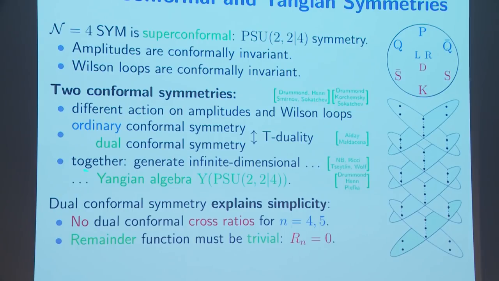And then, as I said, this also explains why some of these scattering amplitudes are so simple, and that's basically because you have no conformal cross ratios for 4 and 5 external particles. And that's not ordinary conformal cross ratios, but dual conformal cross ratios. They act like the ordinary conformal cross ratios, but they have a different form. And no such dual cross ratios exist for 4 and 5 external particles, because in some sense these are null directions, and so you need more than 5 to come up with something which is non-trivial. And that just means if you have no conformal cross ratios, this remainder function can depend on nothing and must be a constant. And so that explains the triviality, whereas starting from 6 particles, you do have conformal cross ratios, and then this remainder function can depend on them.